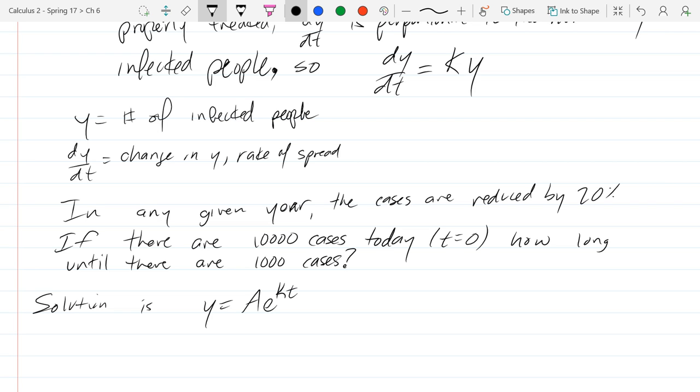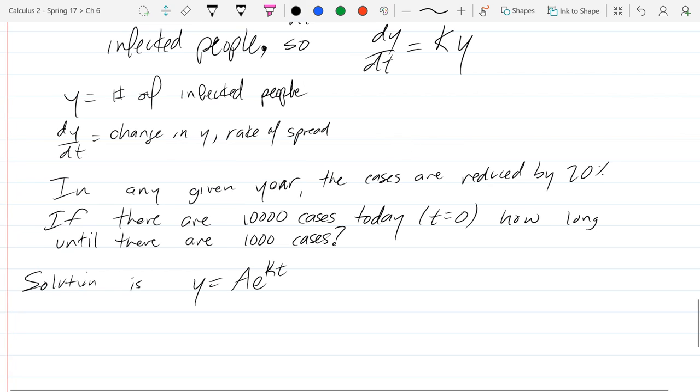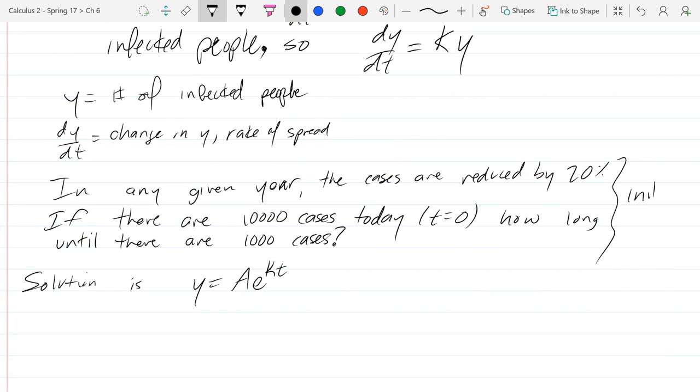So in this problem, what we're really looking at are the initial conditions. We want to find what's A and what is K. A is the initial amount, and we can see that. So here's our initial conditions. Let's turn them from English into math notation. So I think the second one is easier to look at, so we'll do that one first. So 1,000 cases today, t equals 0.